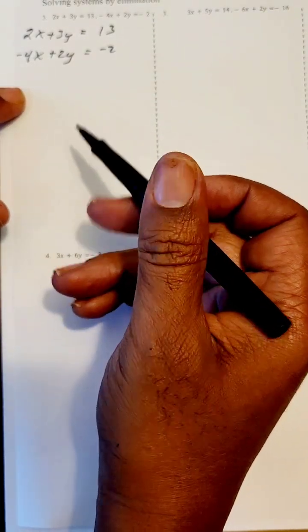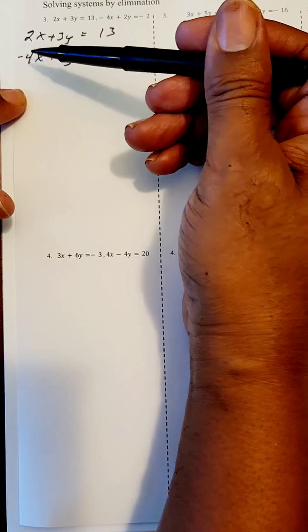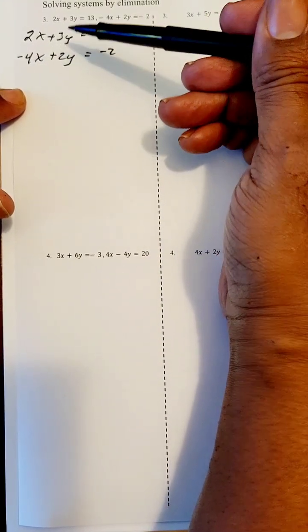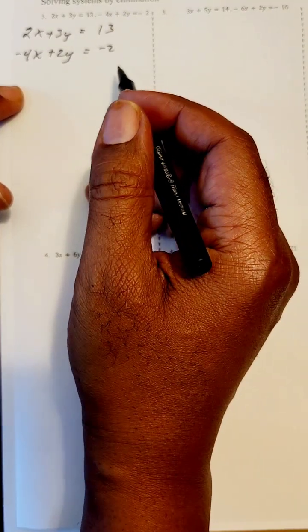Now we look for additive inverses, and there are none. I have a positive 2x and a negative 4x. Those are not additive inverses. I have a 3y and a 2y positive. Those are not additive inverses. So I have to create my own additive inverses.